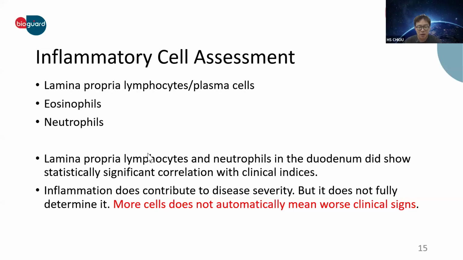So what does that mean? It tells us that inflammation does contribute to disease severity, but it doesn't fully determine it. In other words, more cells doesn't automatically mean worse clinical signs.